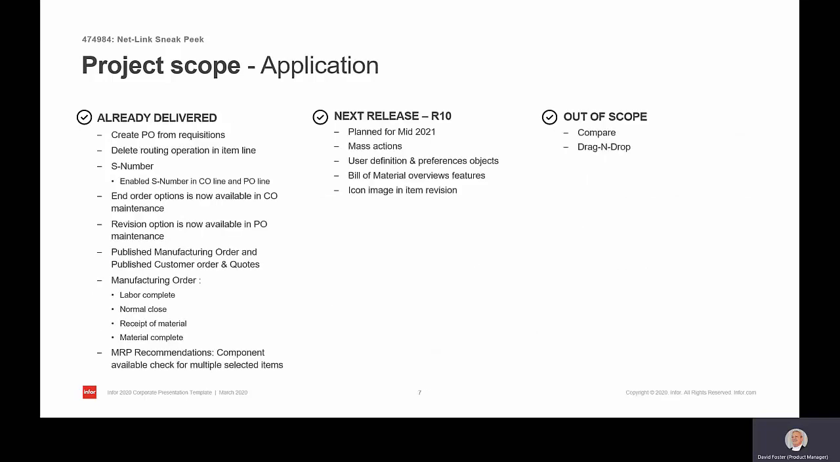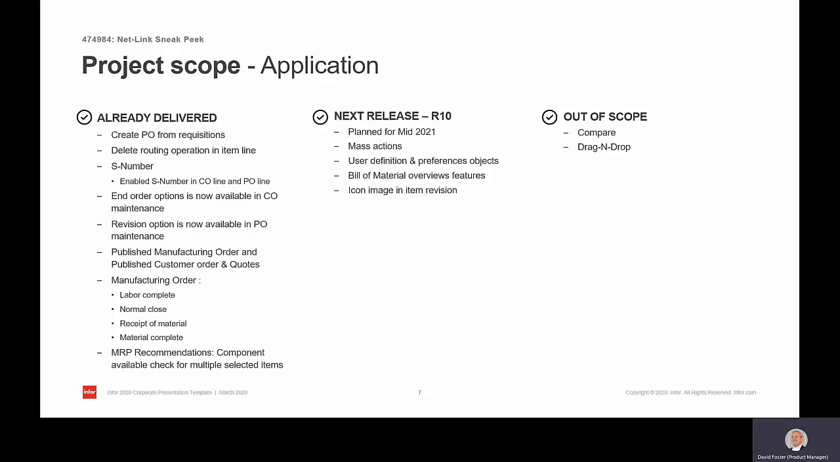So we've already delivered a lot of stuff through point releases. When 9.2.2 is released, all these will be available. Some of the biggies is the ability to create a purchase order from a requisition in NetLink. I think that's huge. We can maintain the routing operations. We can now begin using the S-number builder in CSM under PowerLink. We can do things like close the manufacturing order by going through that little wizard. And we can also, all over the place, check component availability for multiple selected items, which makes it nice.